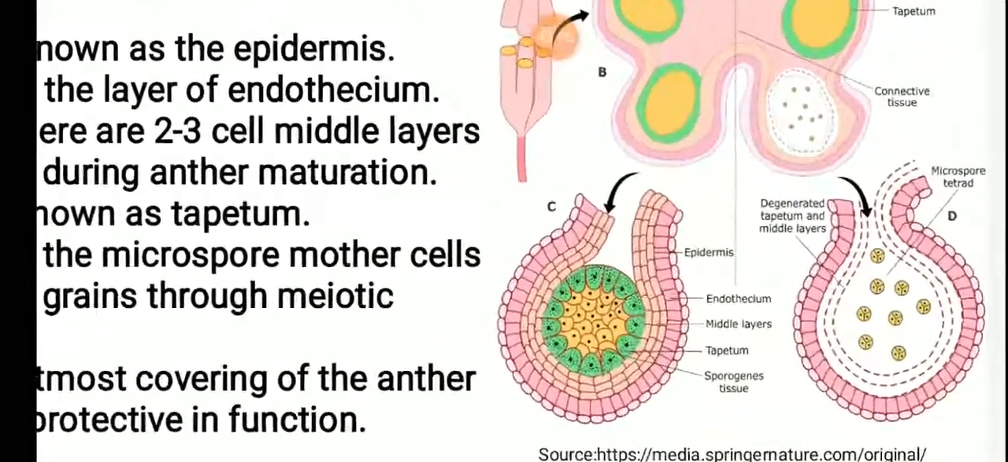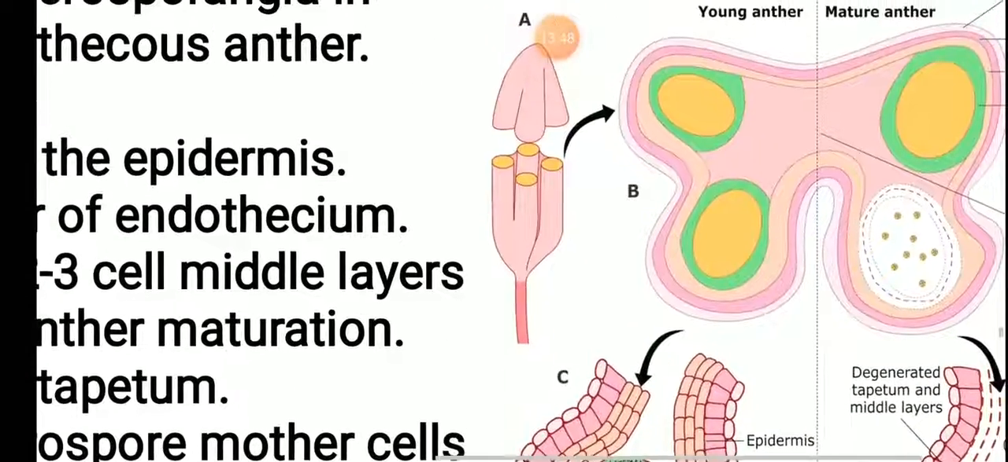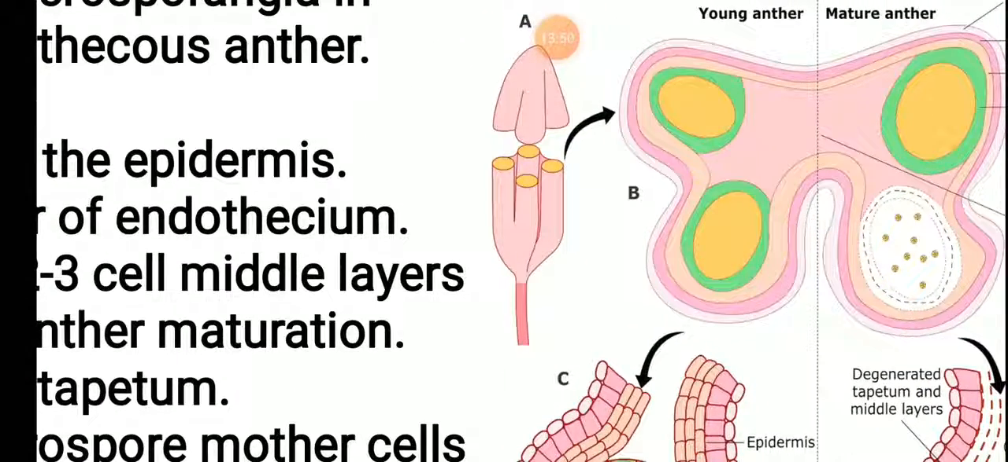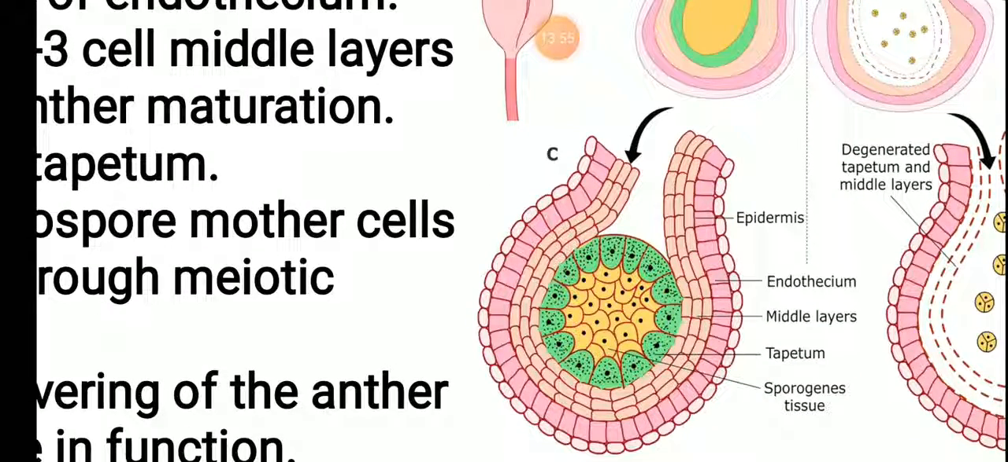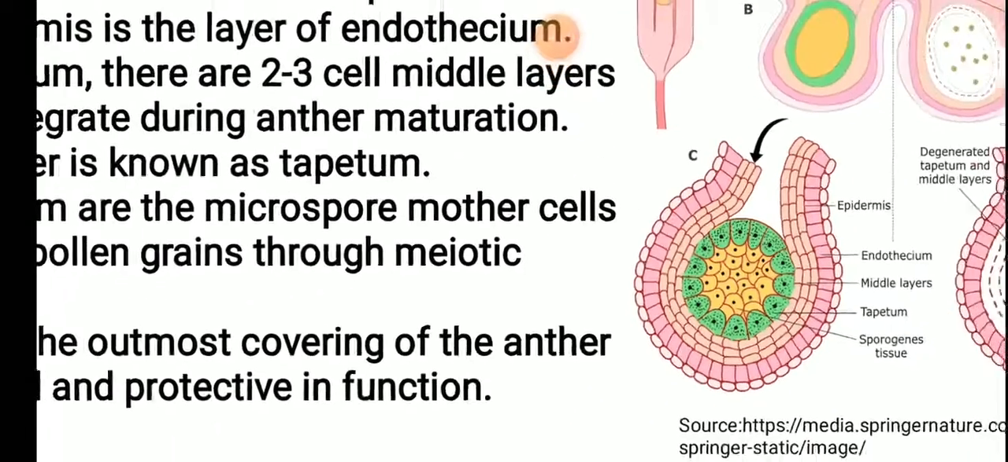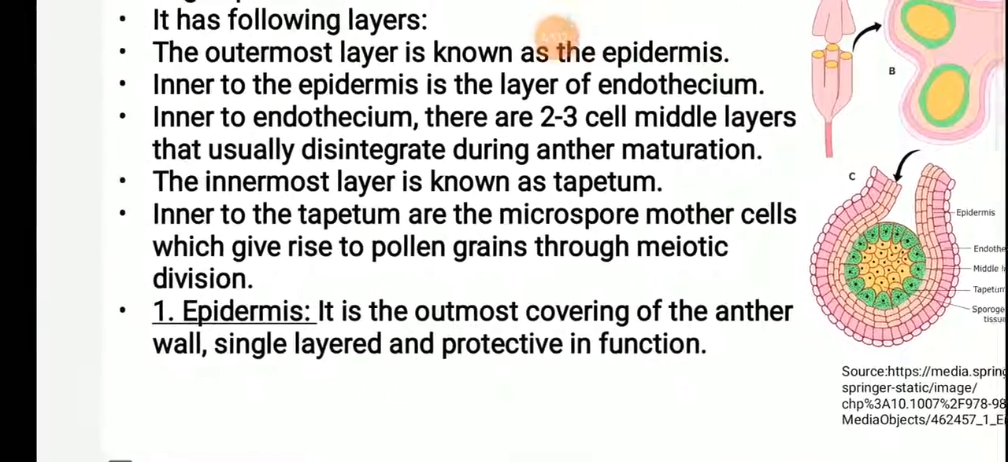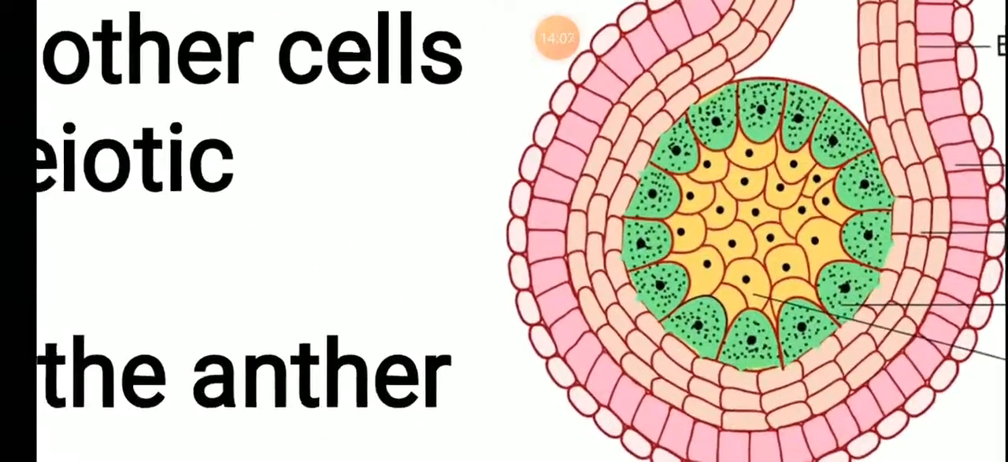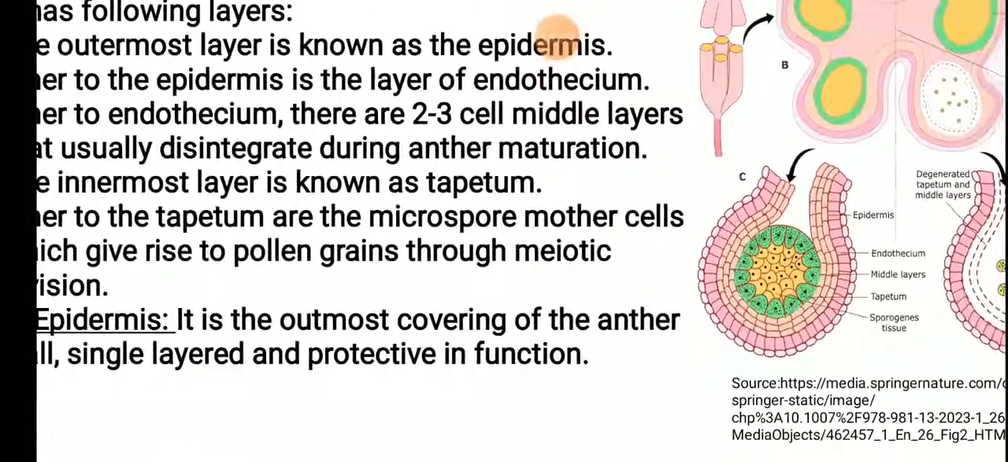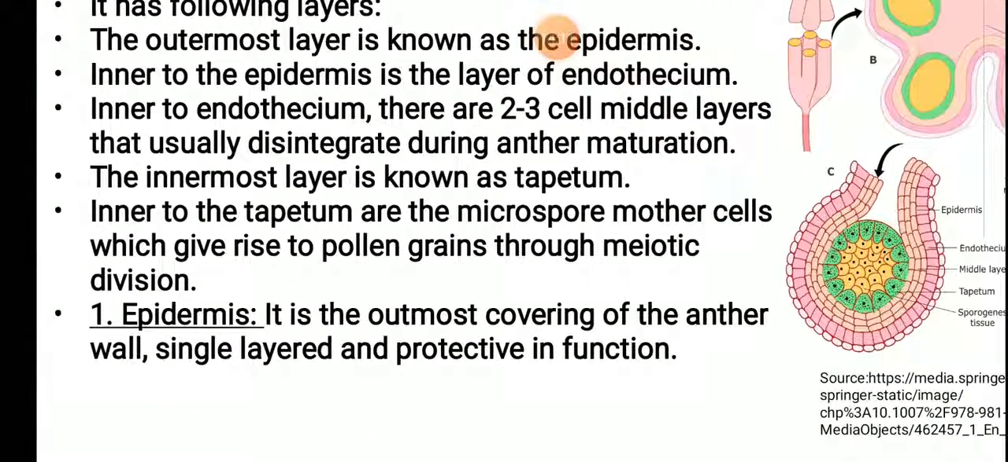So if you see this picture, you will understand the tetrasporangiate structure of the anther and the 4 microsporangia, and the outermost layer epidermis followed by endothecium followed by the 2 to 3 layered middle layer. The innermost, most important, the green one that you see, is the innermost wall layer of the anther, which is tapetum. Inner to the tapetum are the microspore mother cells, which give rise to pollen grains through meiotic division.